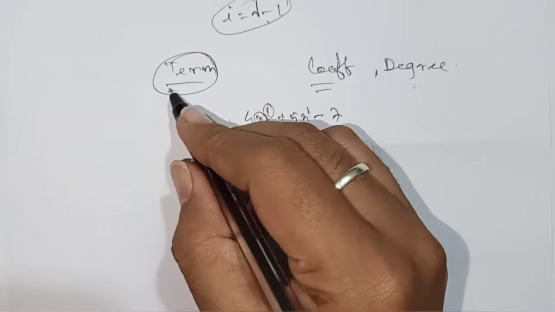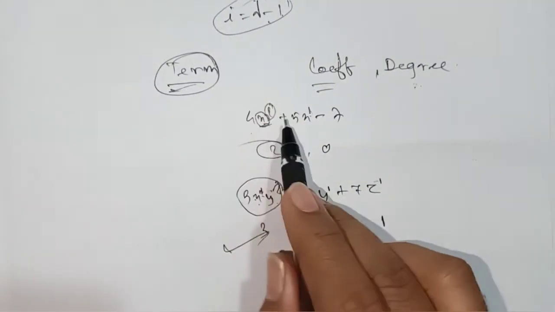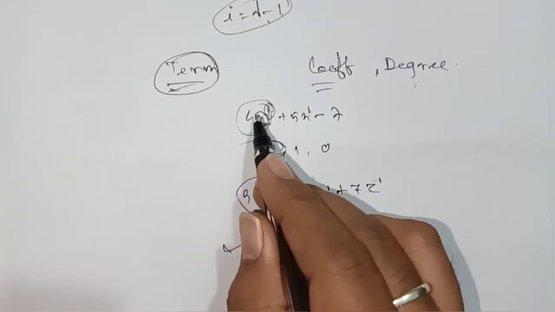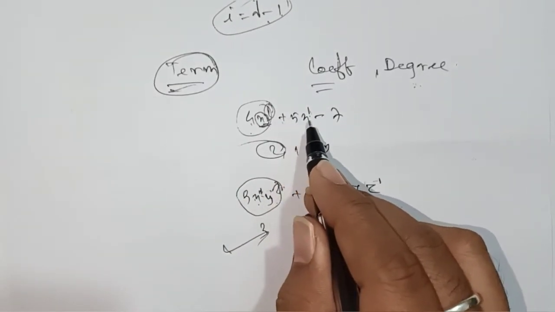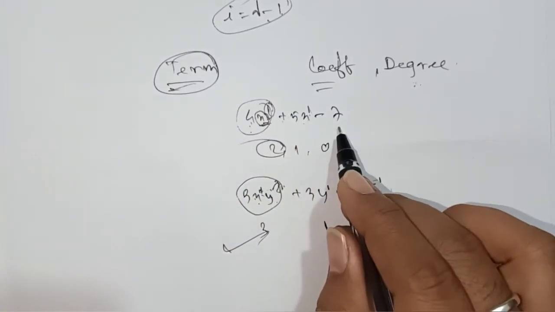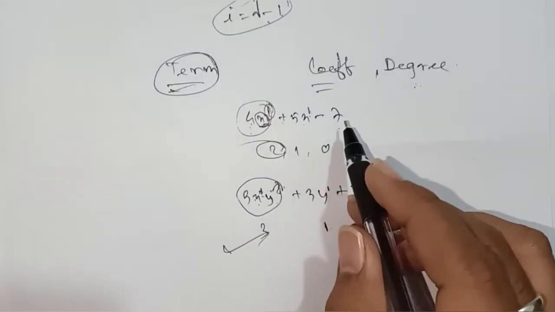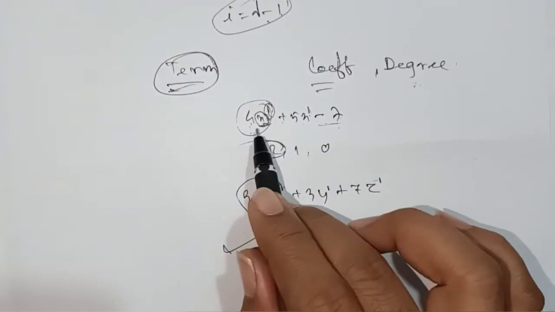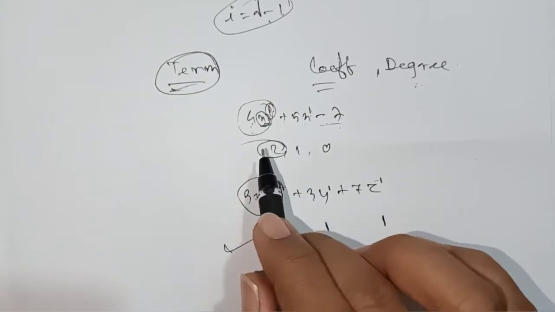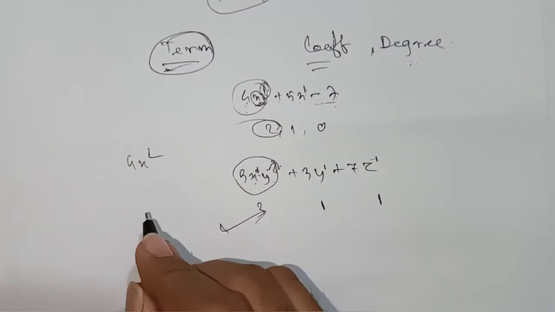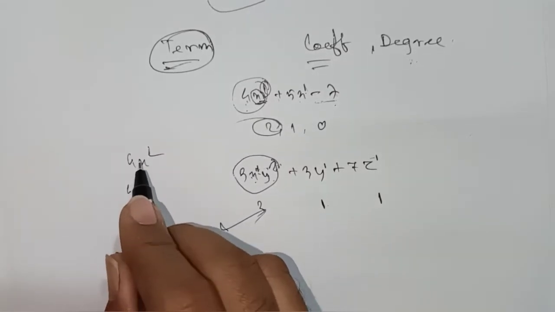So now we'll enter into the term. The terms are separated by plus or minus. Like if I take this one, 4x square plus 5x minus 7, 4x square is one term, 5x is another term, and minus 7 is another term. So here, this is your constant term, and these are the variable terms, we can say. Now if we see here 4x square, you can see that 4 is the factor of this x square.